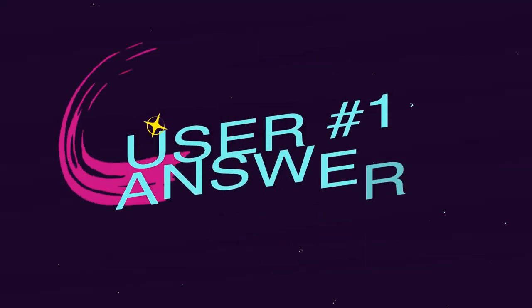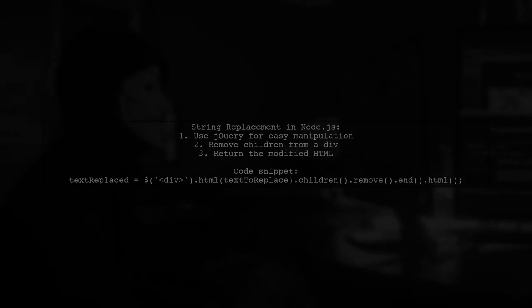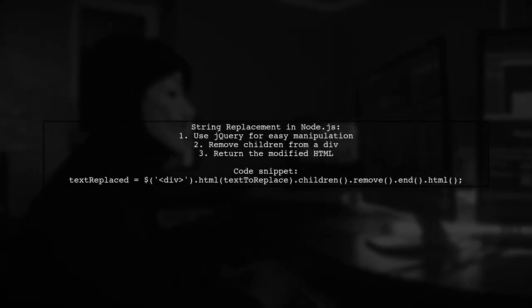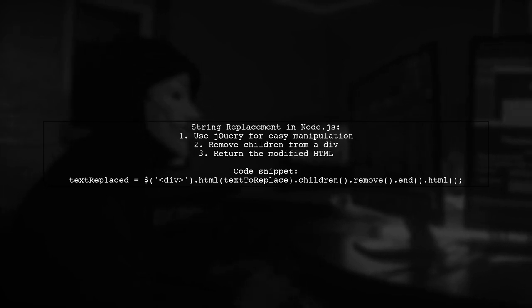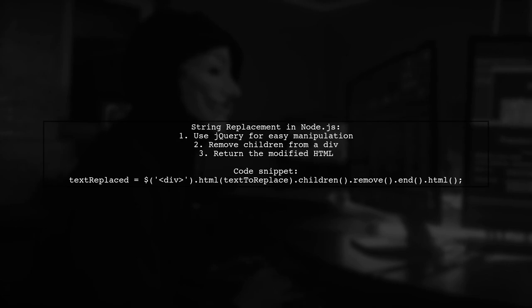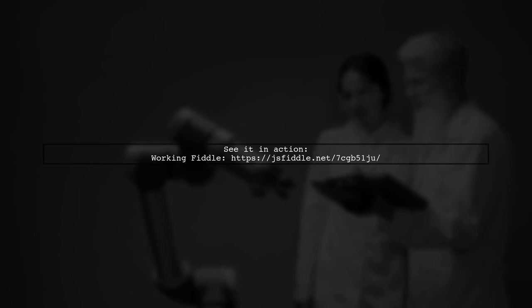Let's now look at a user-suggested answer. You can replace strings in Node.js without using regular expressions. A simple jQuery one-liner can help you remove children from an HTML element and return the modified HTML. For a practical example, check out this working fiddle that demonstrates the solution.